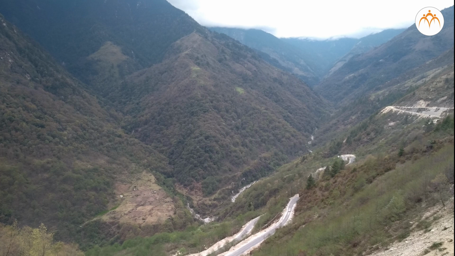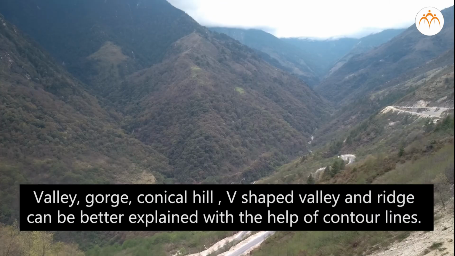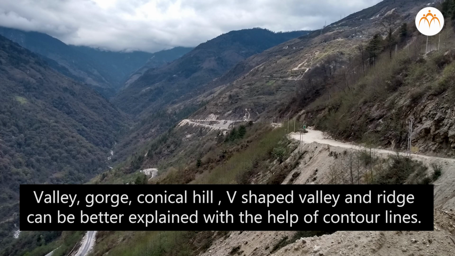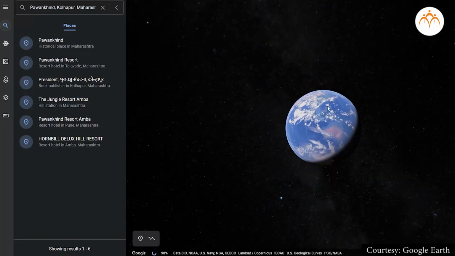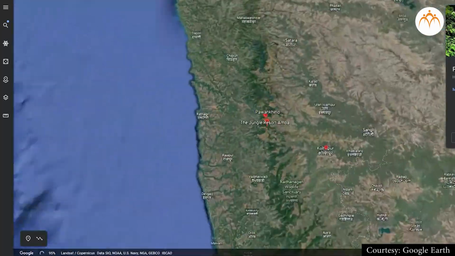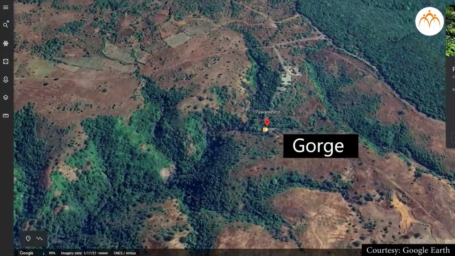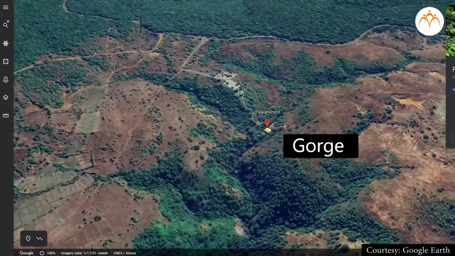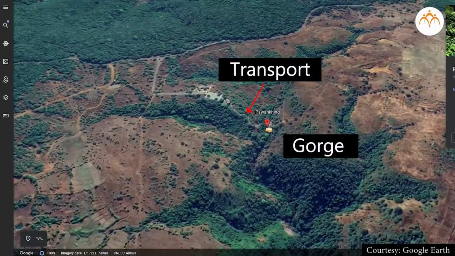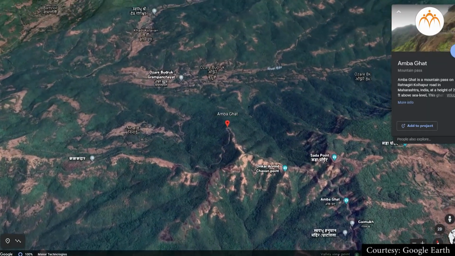The different forms of landforms like valley, gorge, conical hill, V-shaped valley and ridge can be better explained with the help of contour lines. With the help of Google Earth, the gorge is better explained. Let us see what a gorge looks like. Two parts are elevated and there is a deep part in between them. A gorge is normally used for transport. This road belongs to Amba Ghat.